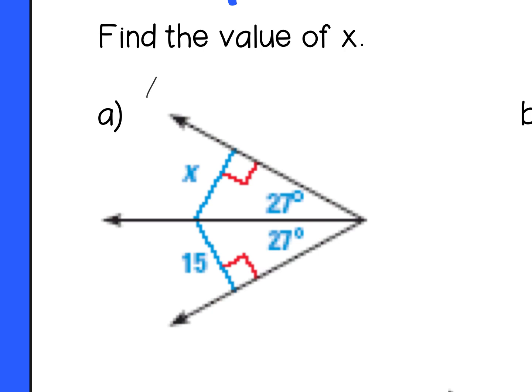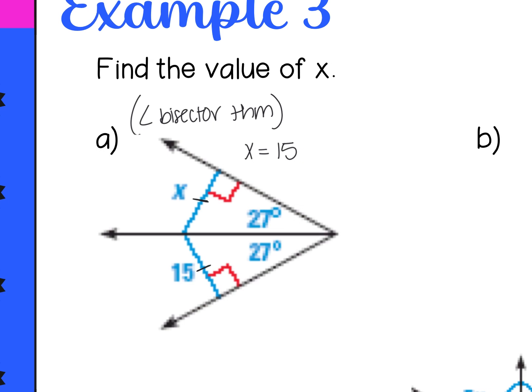So this is going to be angle bisector theorem. And because my angles are congruent, what do I know about my two segments? They're going to be equidistant. So x is going to equal 15 as well. That one was a pretty easy one.